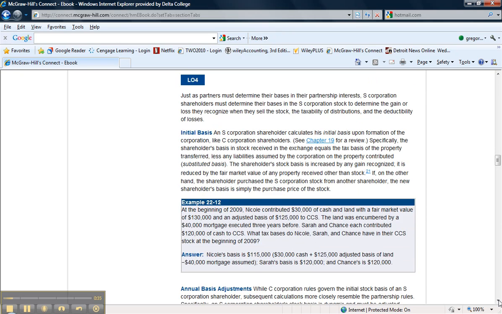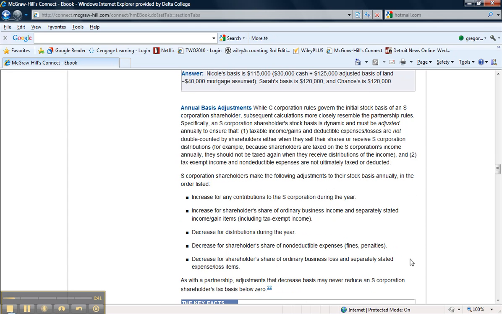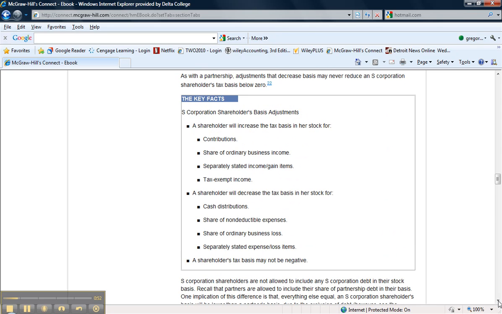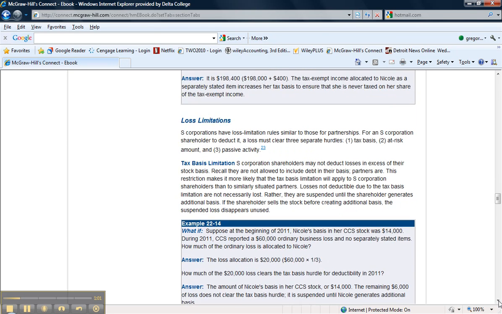So look through how to calculate initial basis. Annual basis adjustments exist the same as they did for partnerships. So we're adjusting our basis for income, up for income, down for losses, up for contributions to the S corp, down for distributions from the S corp, so on and so forth. So you can look through some of those key facts right here that tell you about how basis gets adjusted up or down. Good example right there.